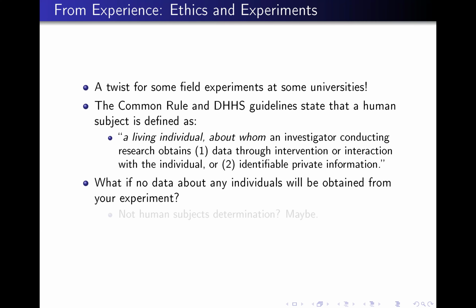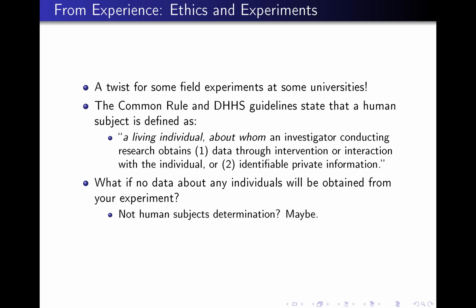I'll talk a little briefly about this. It's sort of a weird side note. This is the first part of this talk that's from my own experience. You may or may not know that in the US, we have the Common Rule and the DHHS guidelines that define what a human subject is. This is sort of the backbone of what IRB is working off of. In the US, it's explicitly stated that a human subject is a living individual about whom, which is the key phrase, about whom an investigator conducting research obtains data, essentially.